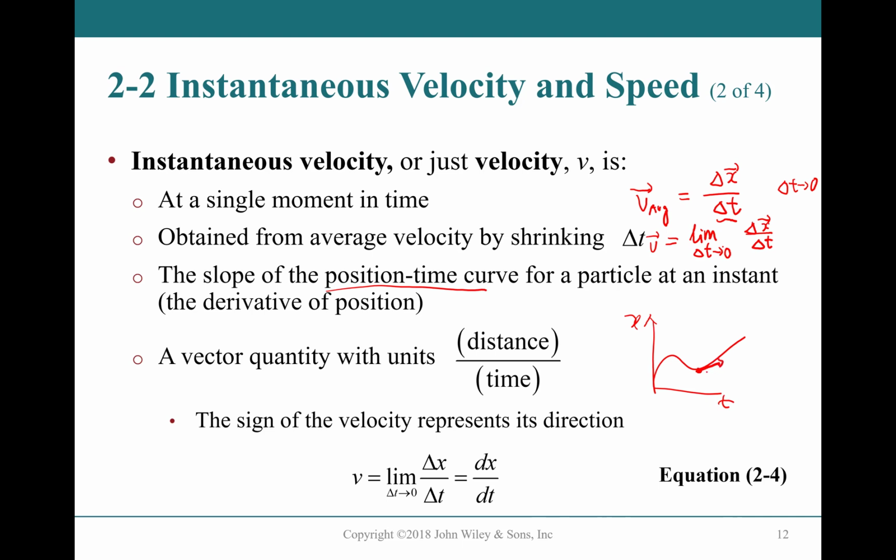The slope at a certain point is the tangent line along the point. So the slope here is your instantaneous velocity at this time t0. It's also a vector quantity because your displacement is a vector, so your velocity is also a vector, and the sign of the velocity represents its direction. As delta t goes to 0, velocity will be equal to dx over dt.